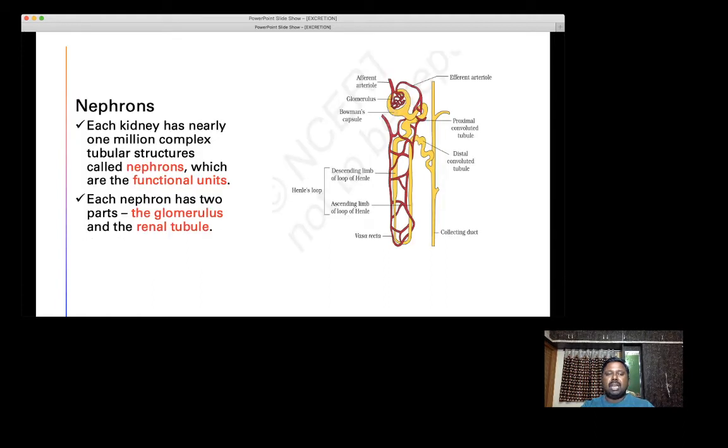Next, the nephrons. Each kidney has 1 million complex tubular structures called nephrons. The total structure is called a nephron. The nephron is the basic functional unit of the kidney. Each nephron has two structures. One is the glomerulus, and another is the renal tubule. The tubule is divided into the proximal convoluted tubule and the distal convoluted tubule. You will see that in the next slide.